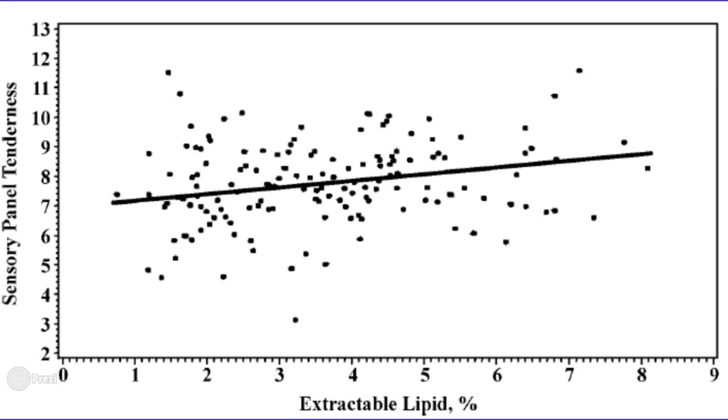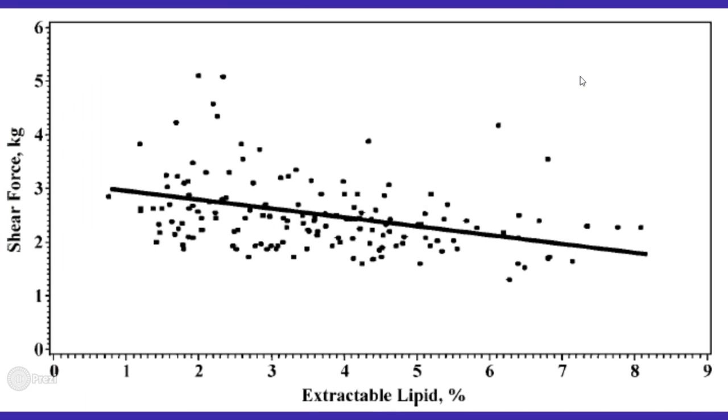But if you look at where all those sample points are, it's not very strong, because you can see that one pork chop with maybe 1.5% extractable lipid had a sensory panel tenderness of 12. Theoretically you should increase if you go all the way up to the 7.4% lipid, but you actually decrease pretty significantly. And if you only go down to just 7%, you increase again. So even though there is a statistically significant value, as lipid content increases, so does tenderness, it doesn't explain very much of the variation that we see.